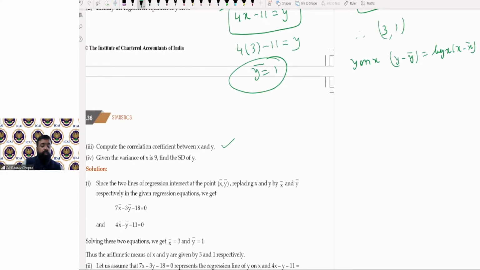And at last, the variance of x is 9, so the standard deviation will be 3, and what will be the standard deviation of y, this we have to calculate. This can also be done easily. Here you can use the formula r into sigma x upon sigma y equal to b_xy. So b_xy you will already know. Then sigma x is available, r is available, and simply calculate sigma y. This can be done easily. Okay.